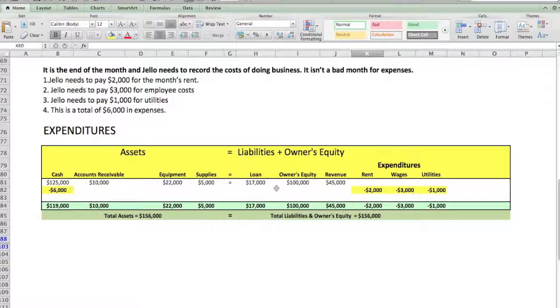Once again, we're just concerned with making sure we equal the equation. The equation has to be equal. So when we spend on expenditures, it results in less cash in our pockets.